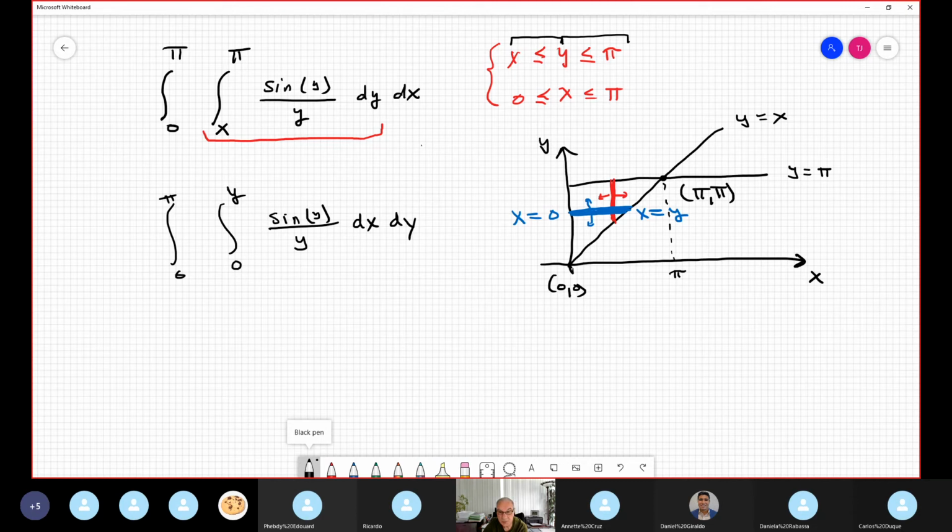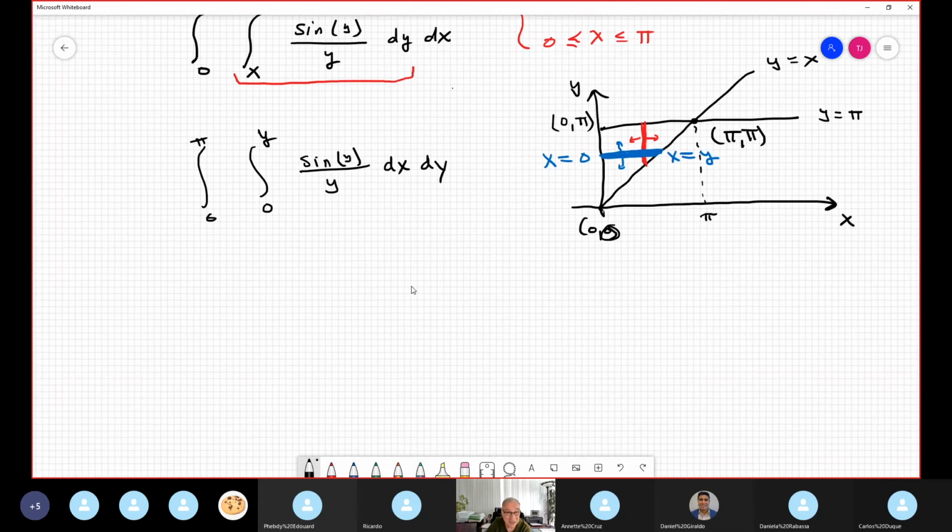0 here, the y value, to pi here. This point is the point 0,pi, no? Okay, and this is equivalent to this. But what is the advantage? Well, the advantage is that when you integrate this integral first with respect to x, you consider that sine y over y is a constant, and you put it outside the integral. It's magic, guys.